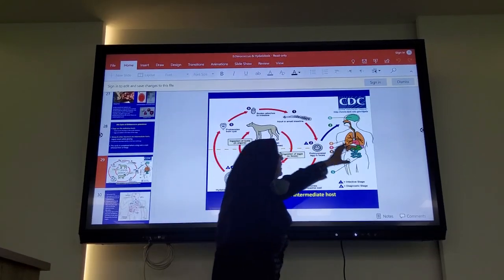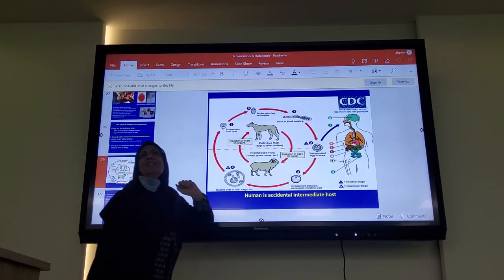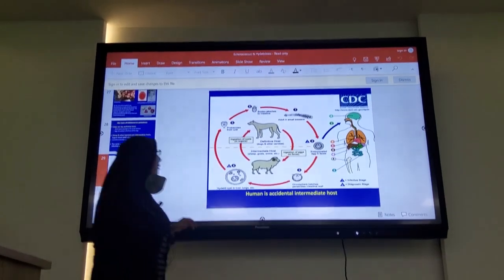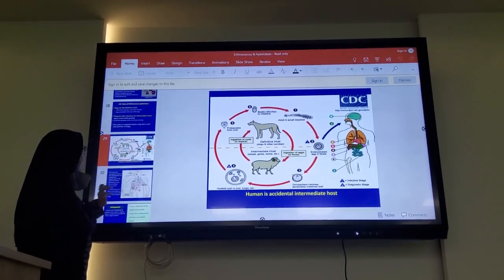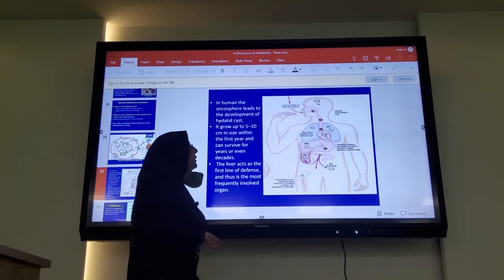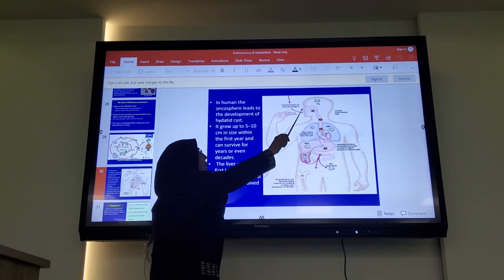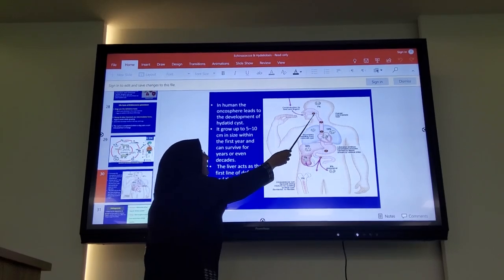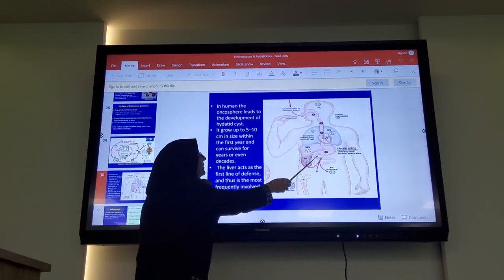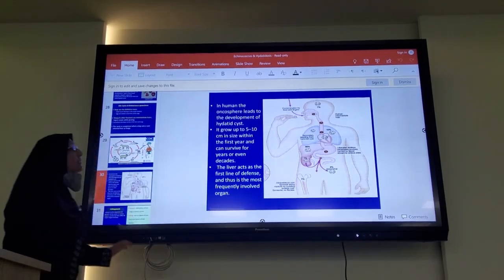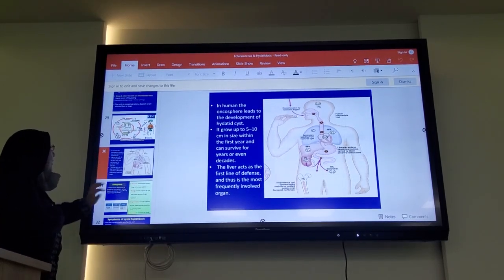Human infectivity is similar to intermediate hosts. It means they have the cyst in different tissues of the body. This slide wants to show you that when a human eats or drinks contaminated water or vegetables, the eggs come into the intestine and the embryo moves to different parts of the body, especially the liver.